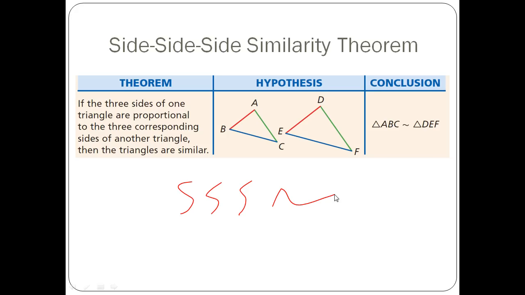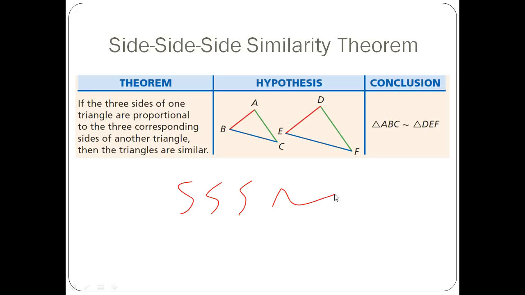So basically what this is saying is just like the SSS postulate that said that if you had all three sides of one triangle congruent to all three sides of the other one, then the triangles are congruent. This is not congruent, but instead, since these triangles need to be similar, their sides should be proportional. So all I have to do is match up the sides.